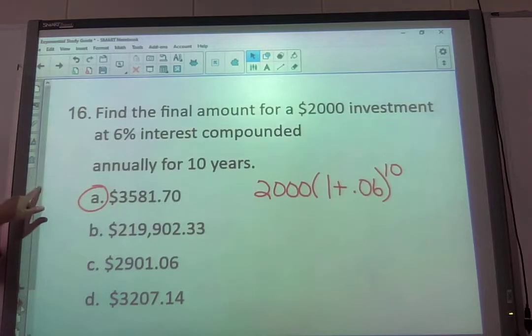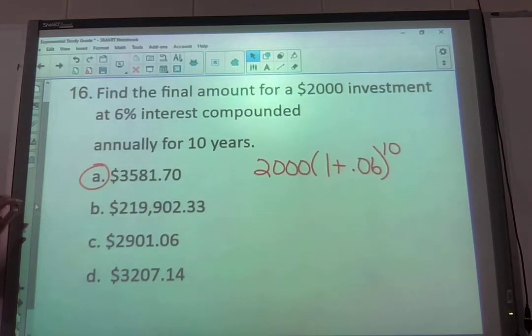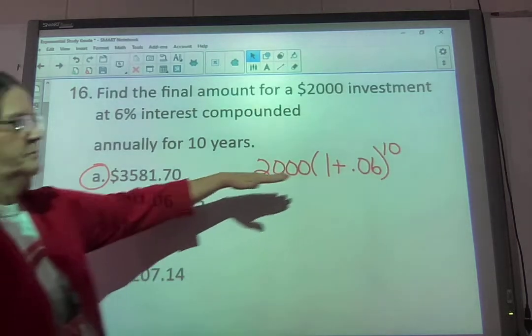Find the final amount for a $2,000 investment at 6% interest compounded annually for 10 years. Put it into your formula.